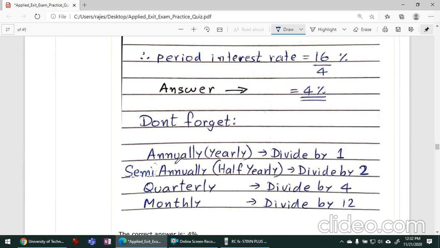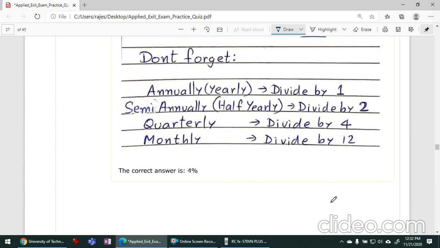Easy. So remember, annually means divide by 1. Semi-annually or half-yearly, nus sana, means divide by 2. Quarterly means divide by 4, ala arba. Monthly, shahri, means divide by 12. So remember this. Annually 1, semi-annually 2, quarterly 4, monthly 12.